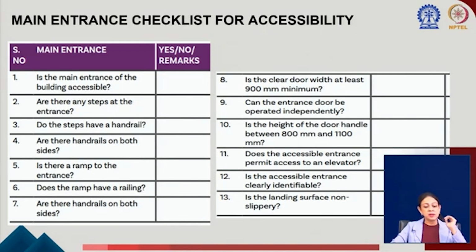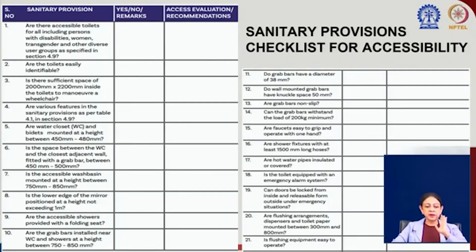Main entrance. Is the main entrance of the building visible? People should know where the main entrance is, and in case the main entrance is different from the accessible entrance, it might be there might be five entry points to the building, one is accessible, then that accessible entrance should have proper signage marking. Does it have a ramp with a railing? So like that.